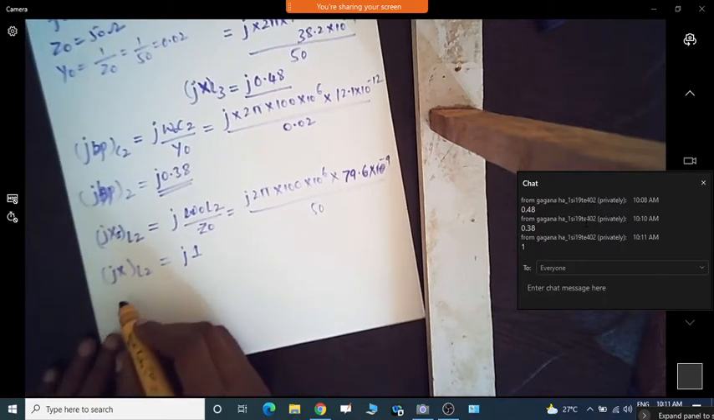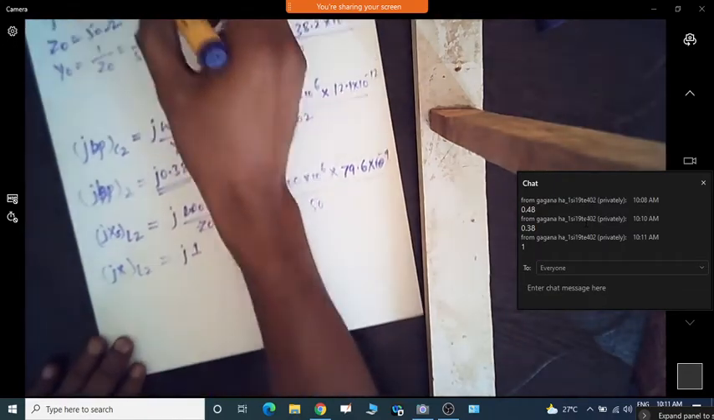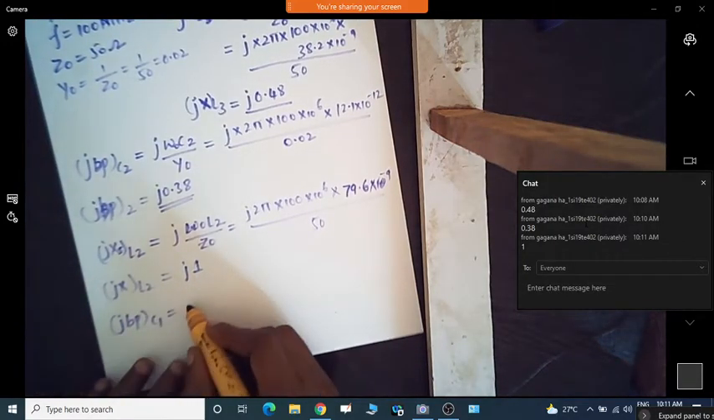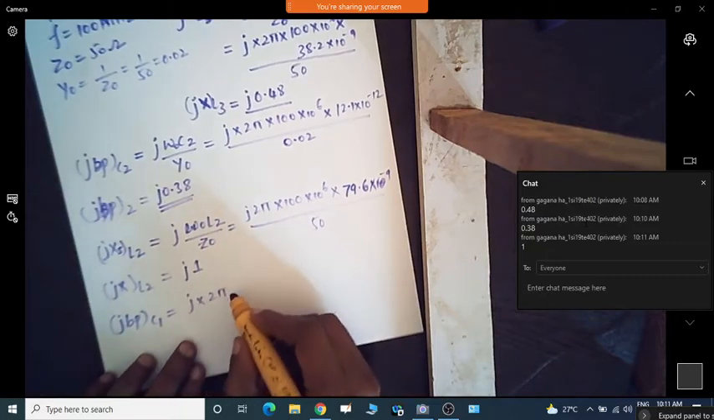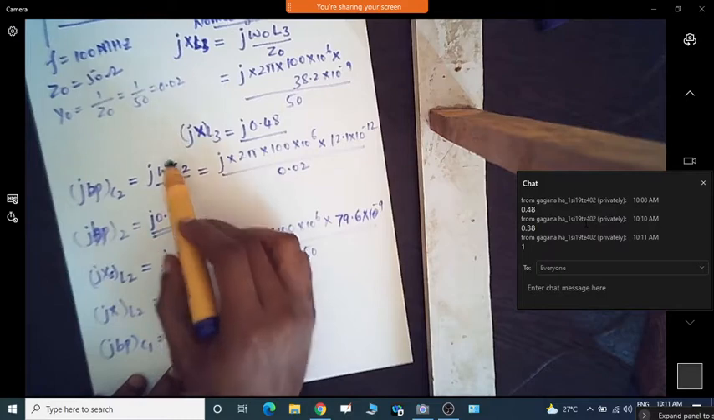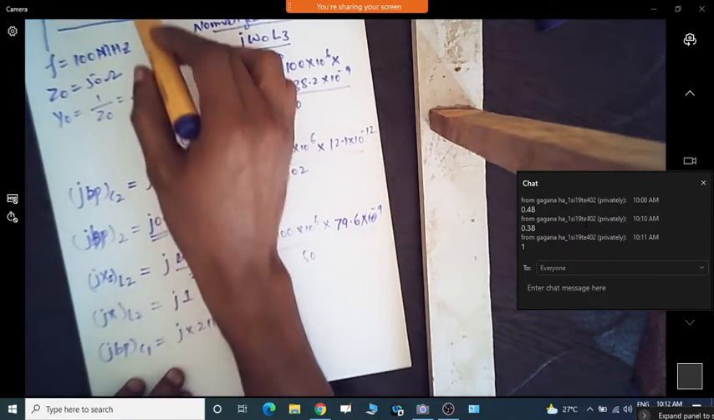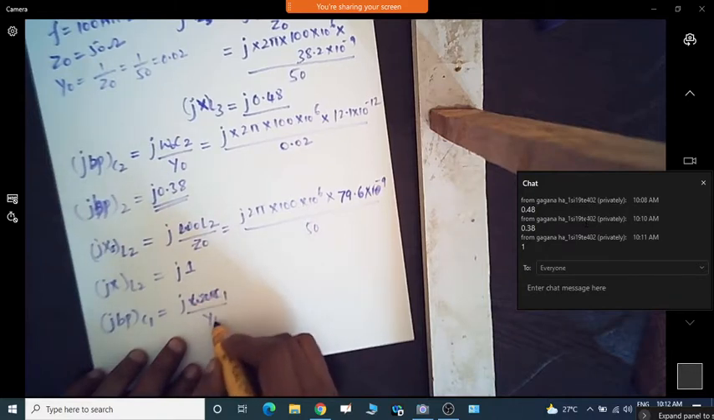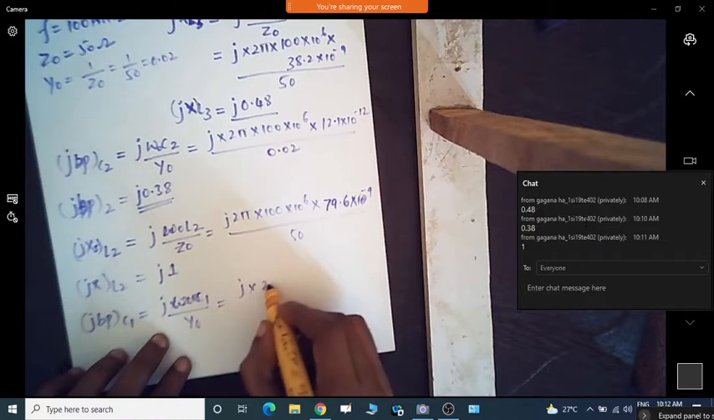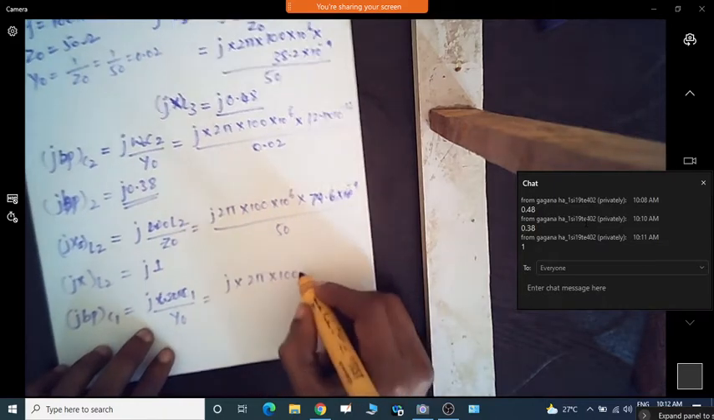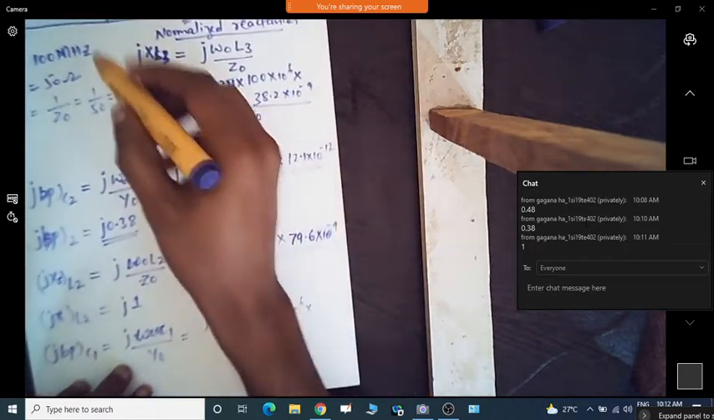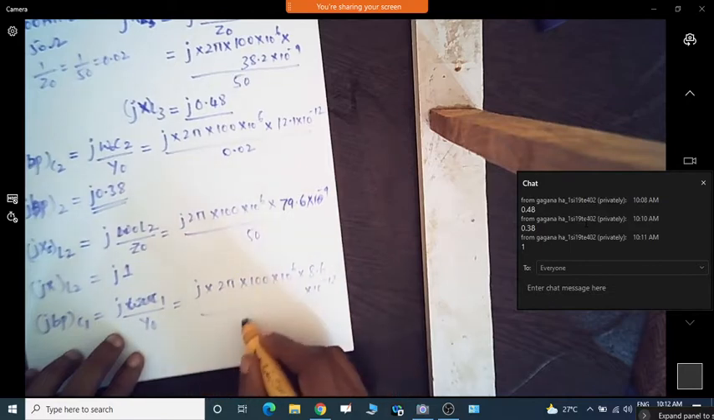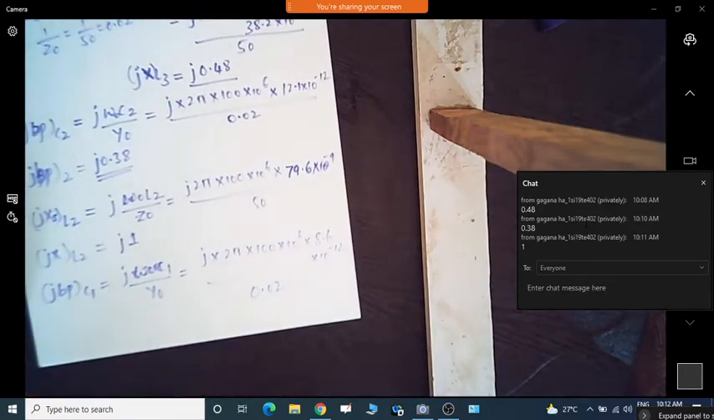Now similarly, find the susceptance offered by C1. That is jBp due to C1, similar to the capacitance C2 we calculated, which is j omega naught C1 divided by Y0, equal to j into 2 pi into 100 megahertz into C1, which is 8.6 into 10 power minus 12, divided by 0.02. So find out the value.